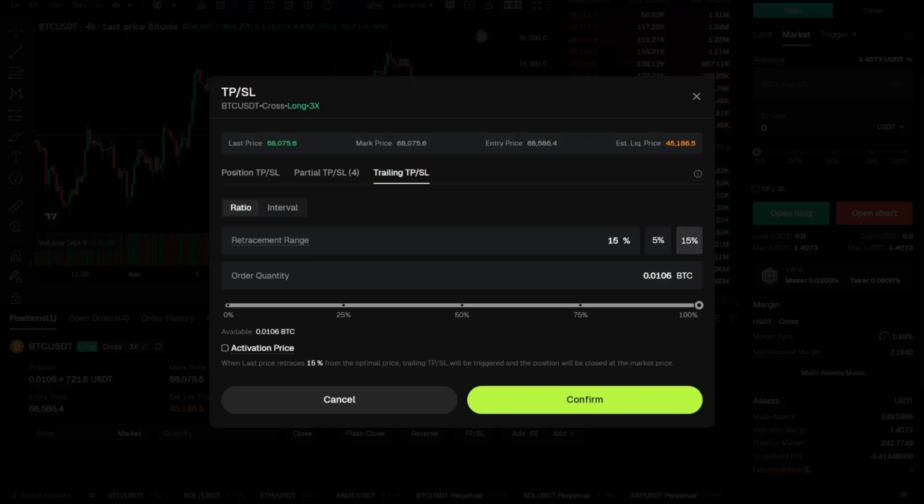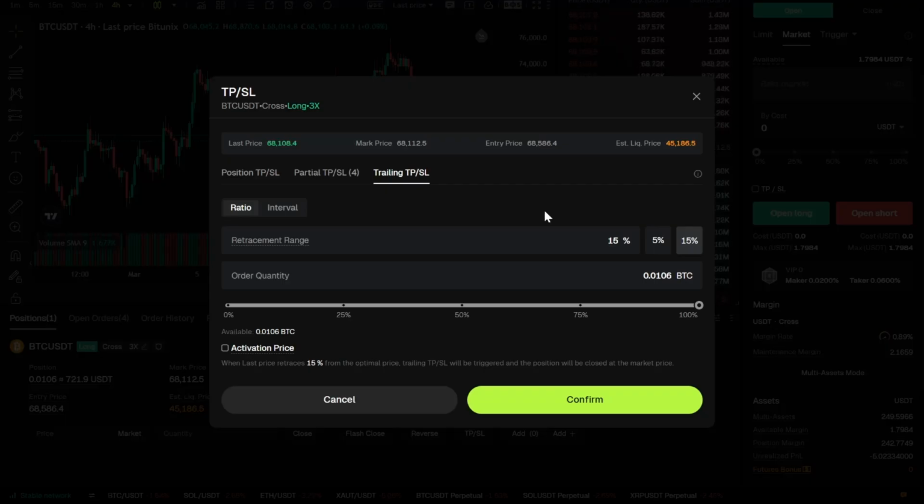So let's say Bitcoin just keeps on going up. It goes all the way up to 100,000. We have a 15% retracement range. So that means that our take profit will be at 85,000. So this is just another way to take profits.